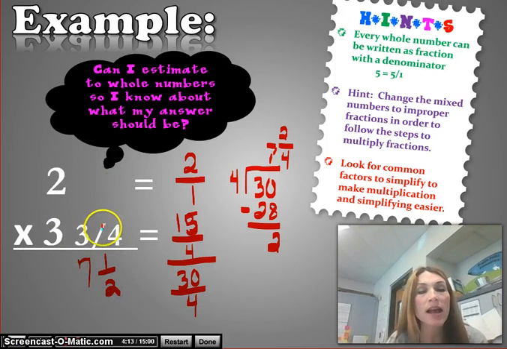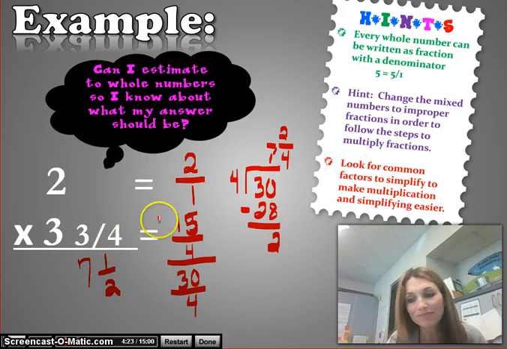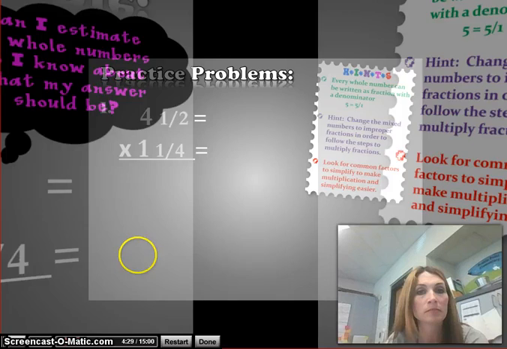And if I think back to what my estimate was, probably somewhere around 8. So that let me know as I worked that I was on track with my multiplying of this whole number and fraction. So we've done that example together. Now we're going to go through some practice problems using the same steps.